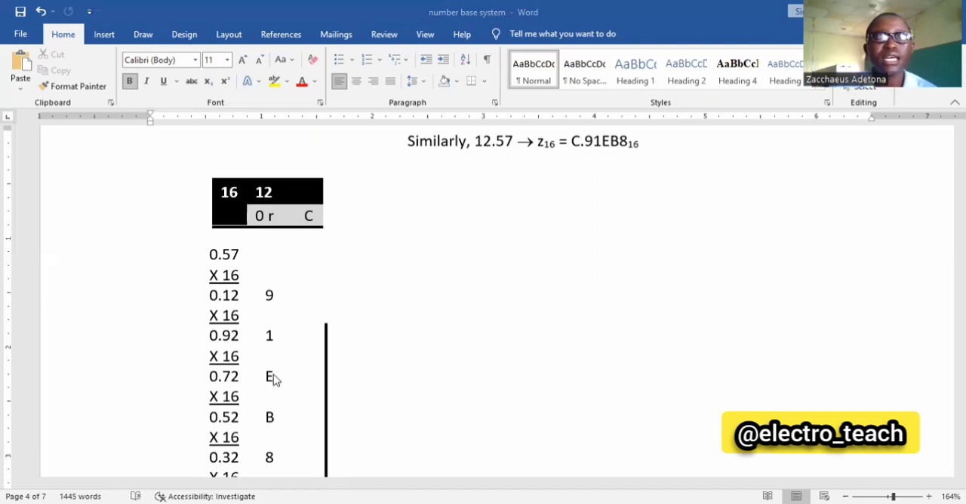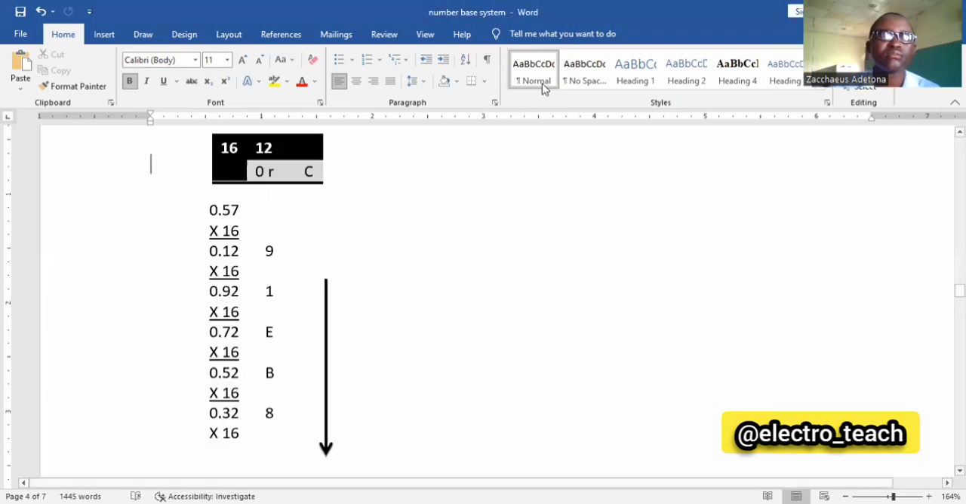14 is represented as E. So likewise, 0.92 times 16 is giving us 14.72. That 14 whole number will be taken out, but we are not going to write it as 14 under base 16, but we use the letter to represent it. So the letter is E.